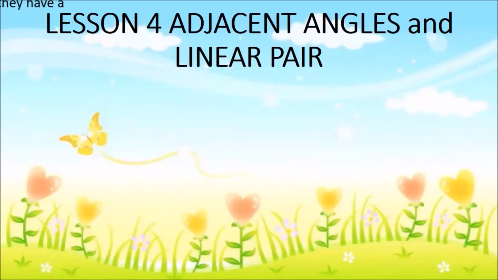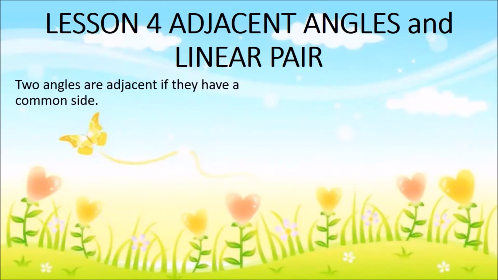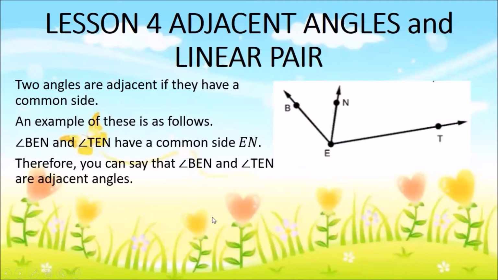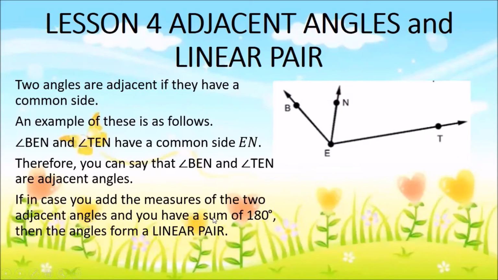Adjacent angles and linear pair. Two angles are adjacent if they have a common side. An example of this is as follows. Angle BEN and angle TEN have a common side, line EN. Parehas silang may line EN. Therefore, these two pairs of angles are adjacent angles. We can say that angle BEN and angle TEN are adjacent angles.